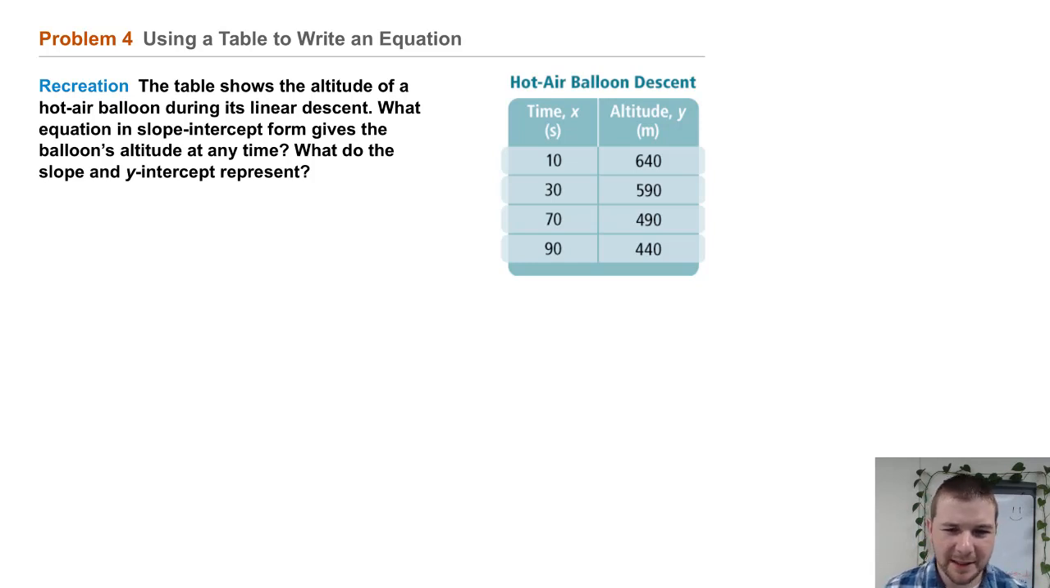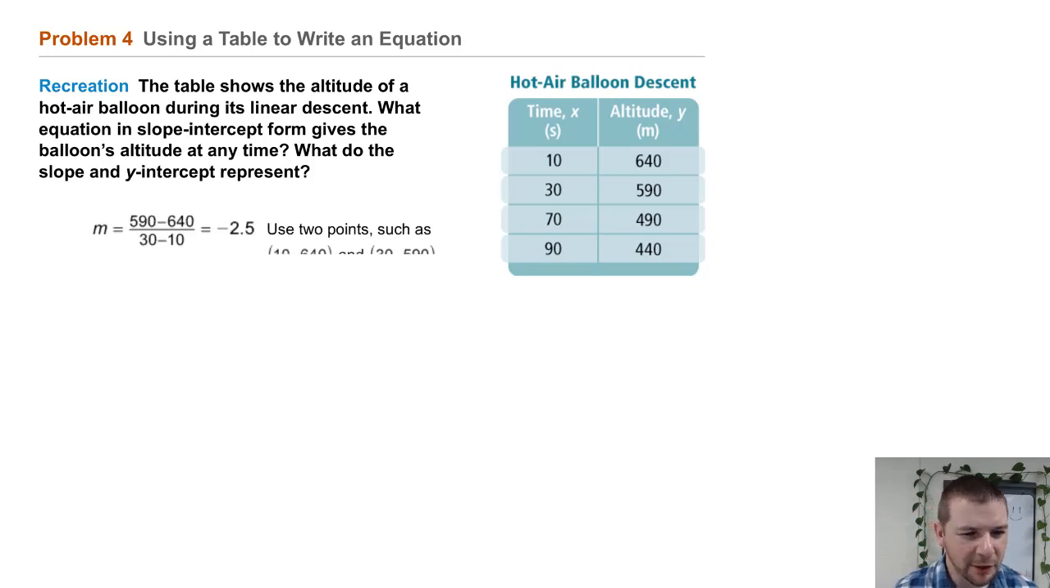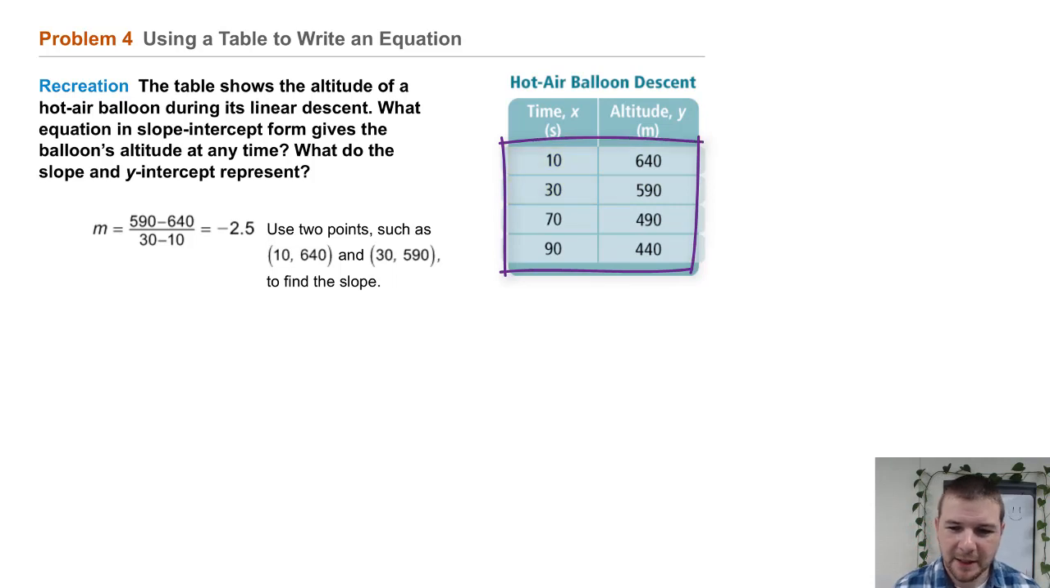We have the times in x seconds on the left-hand side, and their associated altitudes in y meters on the right. Well, first let's find the slope. The slope will be 590 minus 640, choosing those first two ordered pairs, over 30 minus 10. Remember, we could have chosen any two sets of pairs to find the slope, since it's a linear descent, but these work great, and that works out to be negative 2.5.